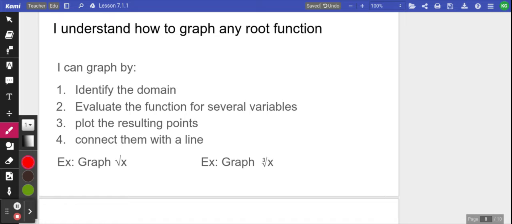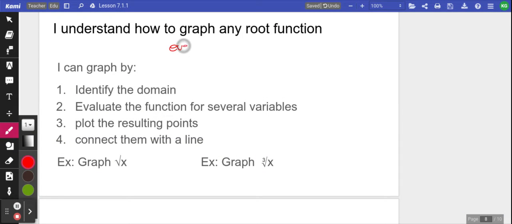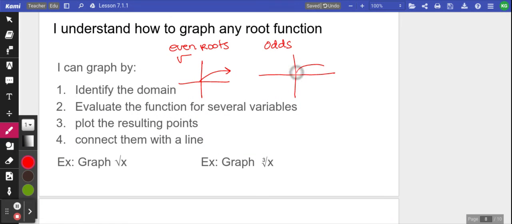The last part of this is going to be graphing root functions. Now we have to understand the basic graphs of roots. So for even roots, it's going to follow our square root function, which is half a parabola starting at 0, 0, pointed to the quadrant 1 side of our graph. And for any odd roots, it's going to be a variation of our cube root, which is an S shape. If I can do it here.